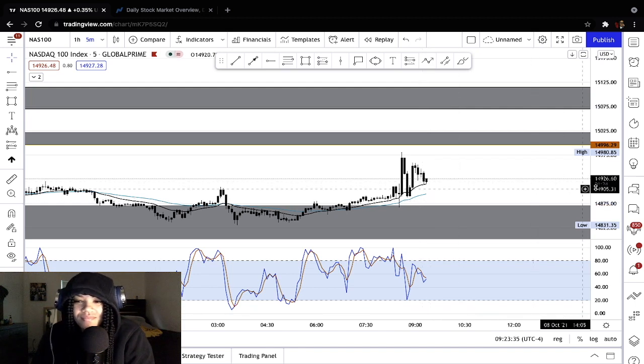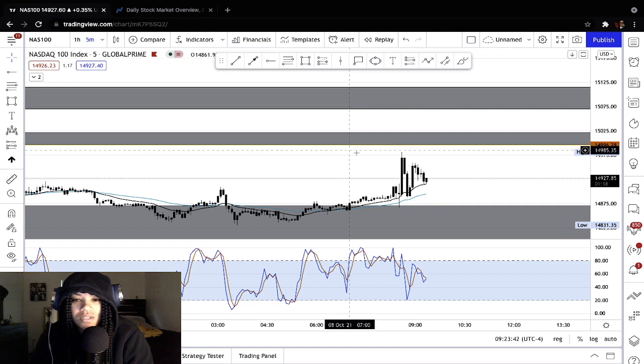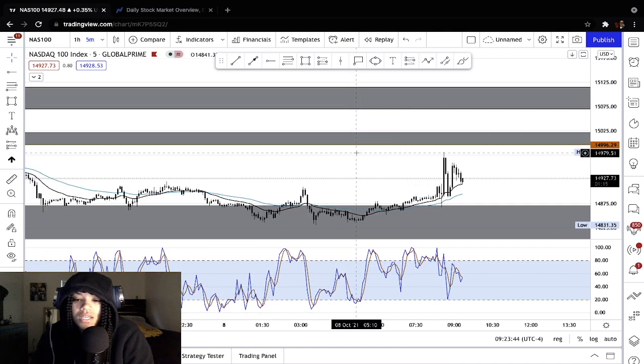Price is rejecting this area right here. The only thing we are waiting for is the news. If you trade NASDAQ, you know that the news plays a huge role when trading NAS and US 30. So you got to pay attention to those, and pay attention to what you have marked up on your charts. Right now it's a waiting game, and then I'm gonna get into this trade.